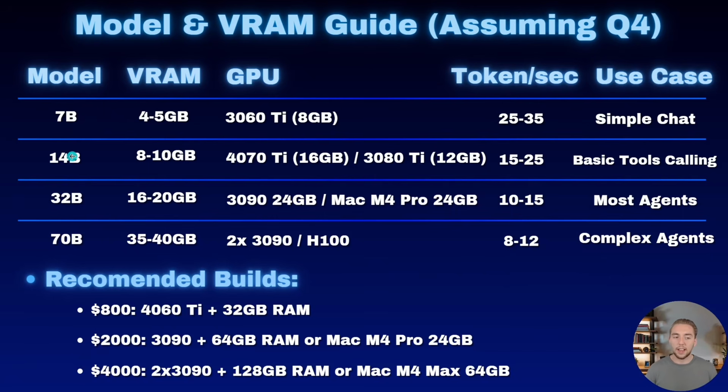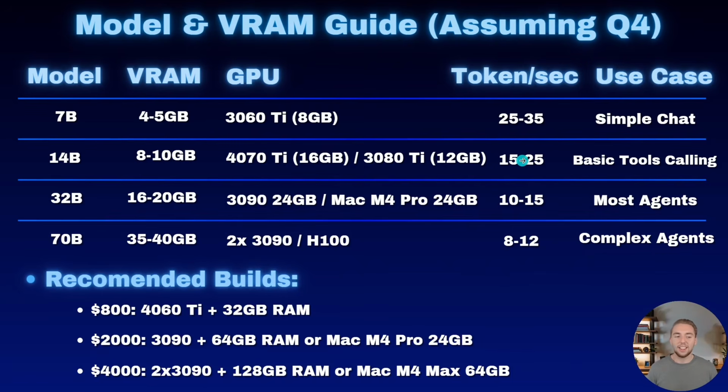Another very common size is something around 14 billion parameters. This will take about 8 to 10 gigabytes of VRAM. And so just a couple of options for this. You have the 4070 Ti, which is usually 16 gigabytes of VRAM, or you could go as low as 12 gigabytes of VRAM with the 3080 Ti. And you could expect to get about 15 to 25 words per second.